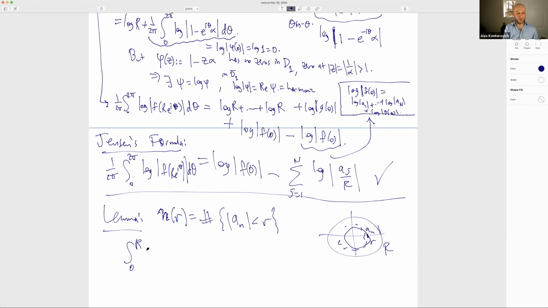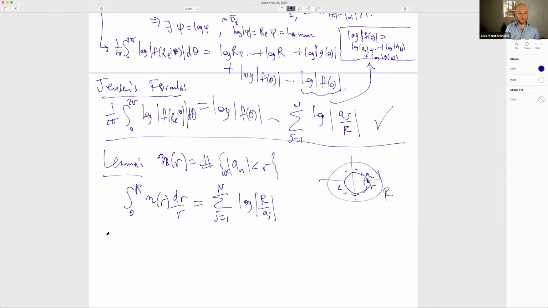The integral from 0 to big R of the number of zeros times dr over r, it's like a logarithmic sum, is in fact equal to a sum as j goes from 1 to big N of log of r over a j. And the a j's are not 0. I don't want any of the zeros at 0. Okay, that's my claim.